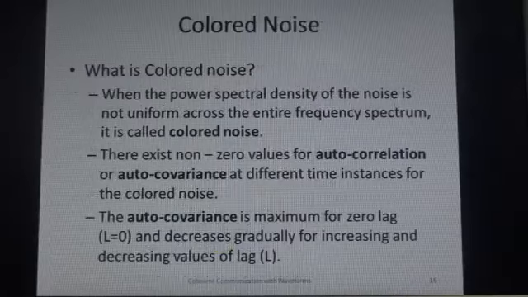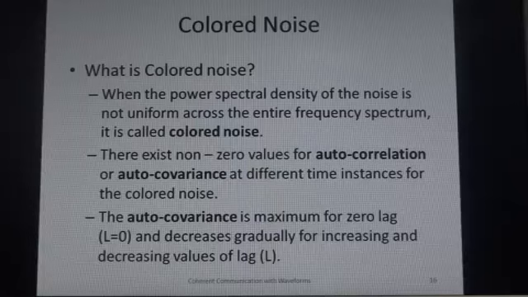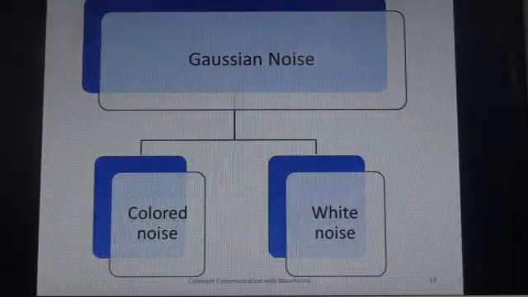What is colored noise? When the power spectral density of noise is not uniform across the entire frequency spectrum, it is called colored noise. There exist non-zero values of autocorrelation or autocovariance at different time instants for colored noise. The autocovariance is maximum for zero lag, L equal to 0, and decreases gradually with increasing and decreasing lag. Gaussian noise has two types, colored noise and white noise.